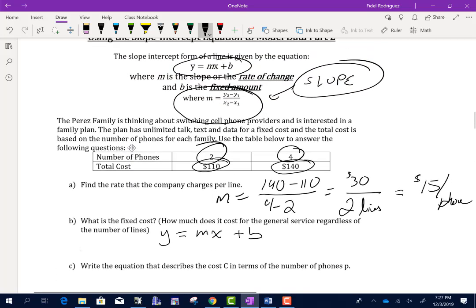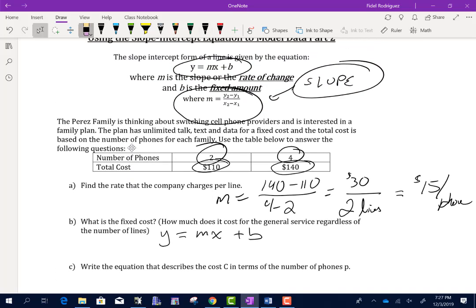Okay. All right. Guys, if I look at this piece right here, what I'm trying to find right now is my fixed amount. I wanted you to think about this for a minute, and we can use either this piece of information or this piece of information. We'll end up with the same thing. What I'm going to do is my total cost is going to be sort of my Y number, and the number of phones is going to be sort of my X number.